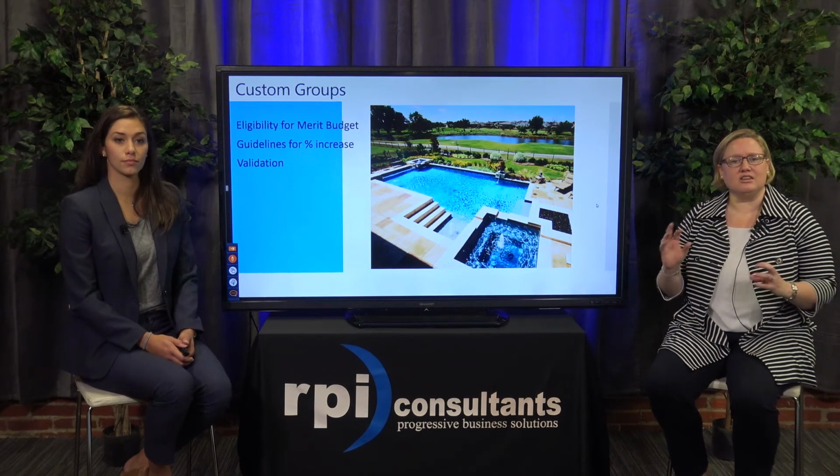You have groups that define your eligibility for the merit budget. You have groups that give the guidelines for the range for the percent increase and can give you warning and error messages around that. And then you have groups that you design to validate against those guidelines.